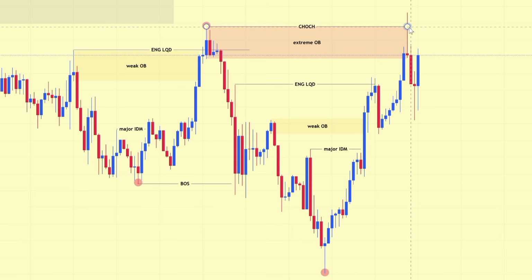The reason why I marked that as a change of character, even though it was a break by a wick, is because this trading range involved a major inducement. So this means that a break past the external high will be, of course, a change of character. It doesn't matter whether by a body closure or by a wick.